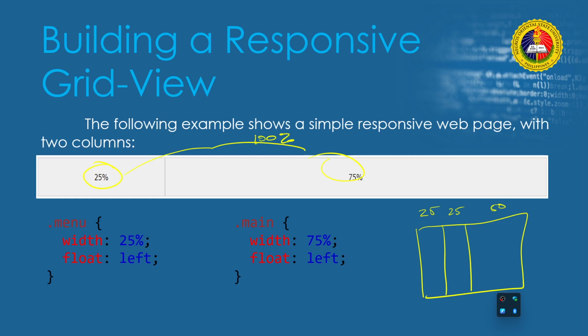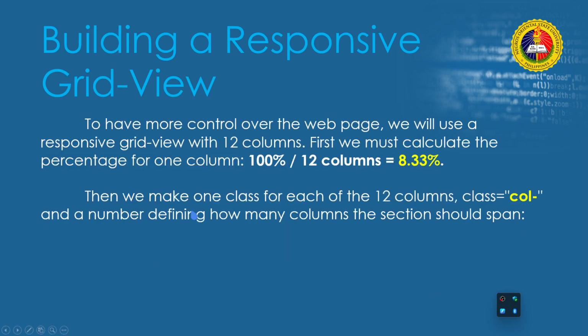Most web designers use 12 columns when designing their web page. So first, we must calculate the percentage for one column. If there are 100% of the entire screen, and then we divide it into 12, since we'll be creating 12 columns. Therefore, each column has 8.33% size.